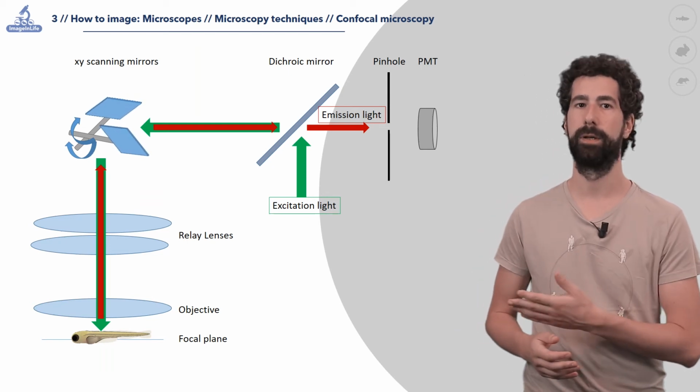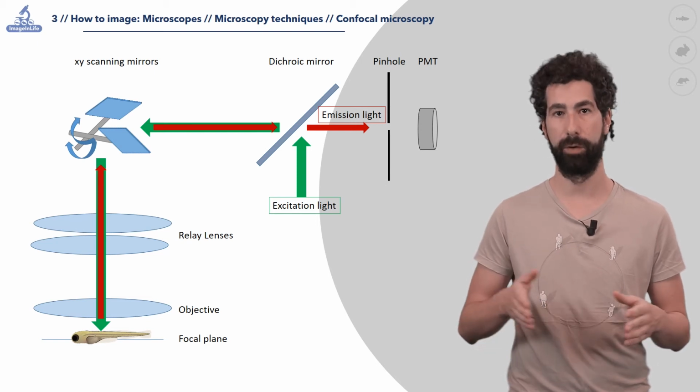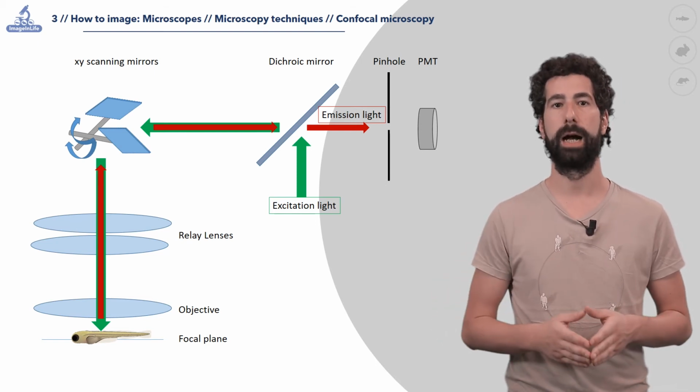But how do we practically introduce the angular shift of the excitation beam? As shown in this scheme, thanks to a couple of scanning mirrors, we can modify the direction of the light, both in X and Y.